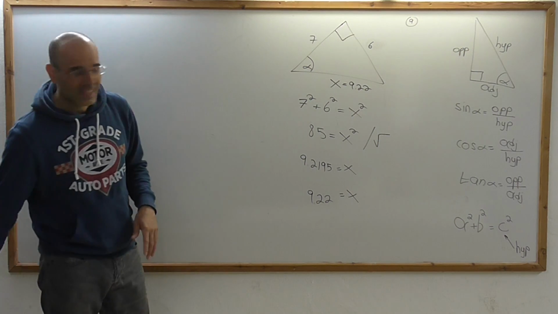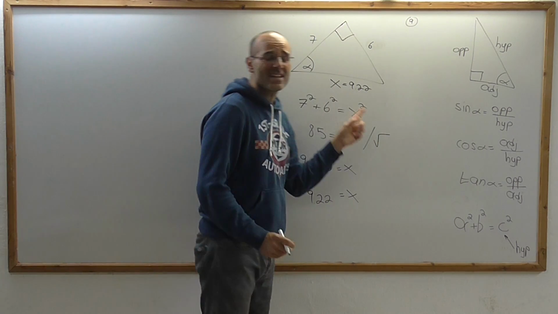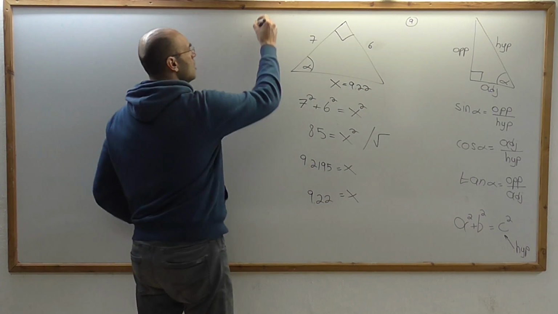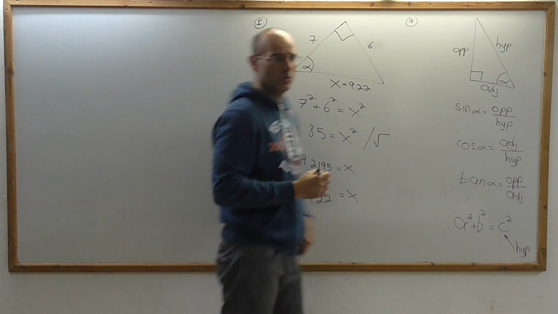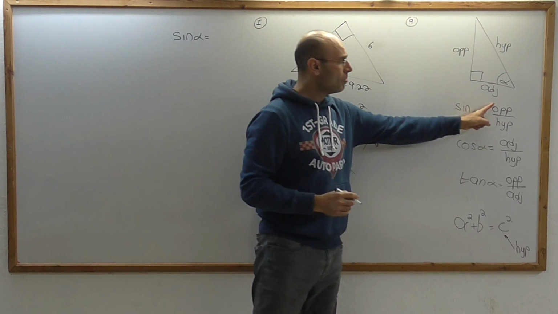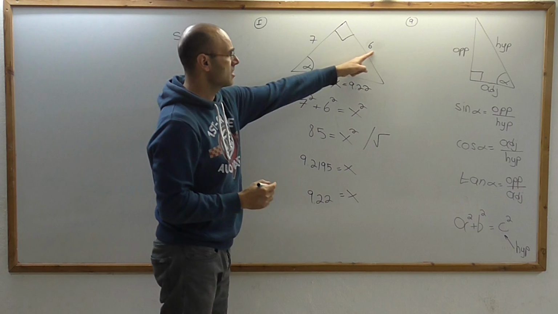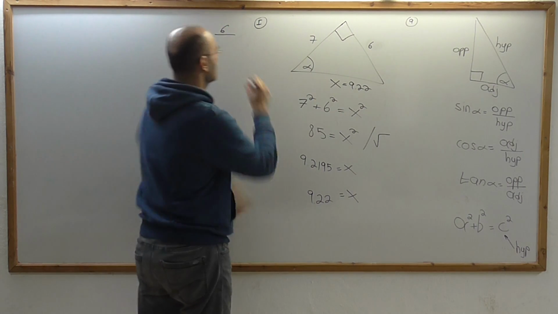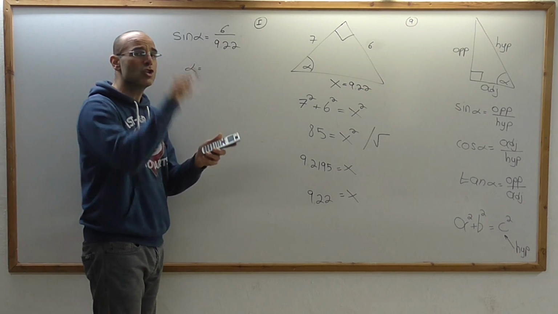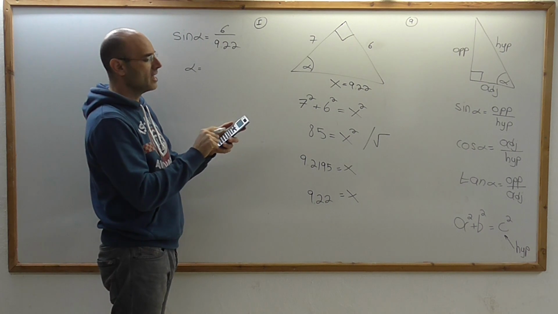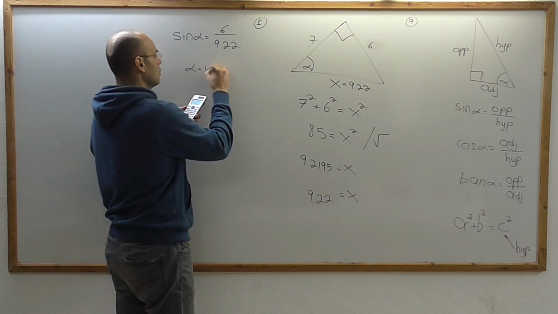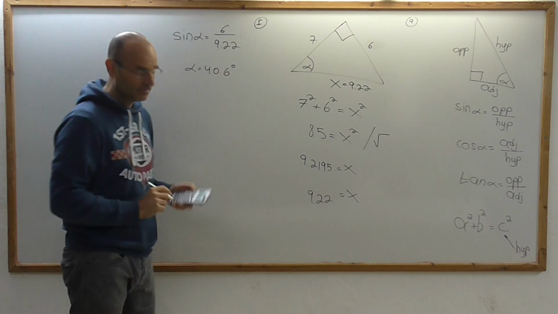Now I want the alpha. Alpha, I have all the sides, so it doesn't matter which one we use, we'll get the same answer. Let's do it two ways. First way, let's use the sine. If we use the sine alpha, then we need to write opposite over hypotenuse. Opposite is 6, over hypotenuse is 9.22. I remind you, when we want the alpha, we do shift sine. Shift sine, 6 over 9.22. It's about 40.6 degrees. 40.598.